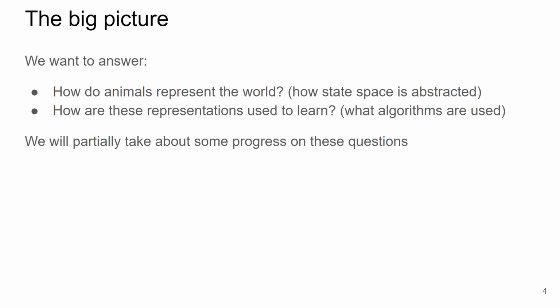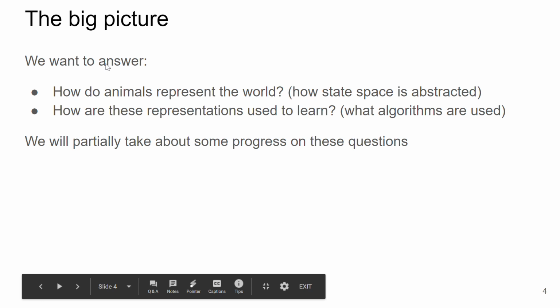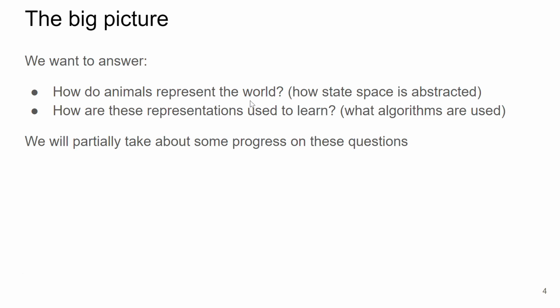So the big picture. These are some interesting questions that we as scientists would like to answer. How do animals represent the world? In RL terms, it would be: how would you want to encode your environment as your state space? Another question is, once you encode your environment, how would you learn? What kind of algorithms would you apply on top of this representation to learn? We will hopefully make some partial progress on these questions as we go along the slides.